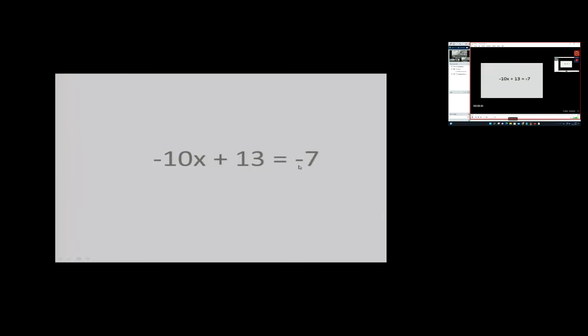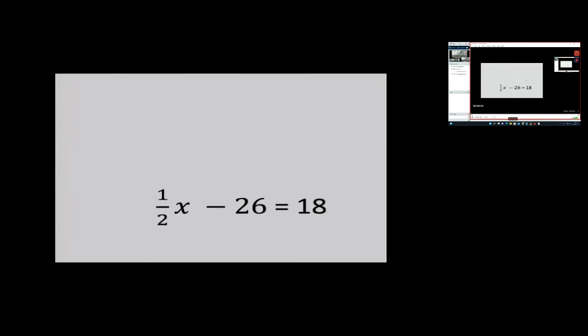Okay. Next. How do you read this one? Okay, very good. 1 over 2x minus 26 is equal to 18.